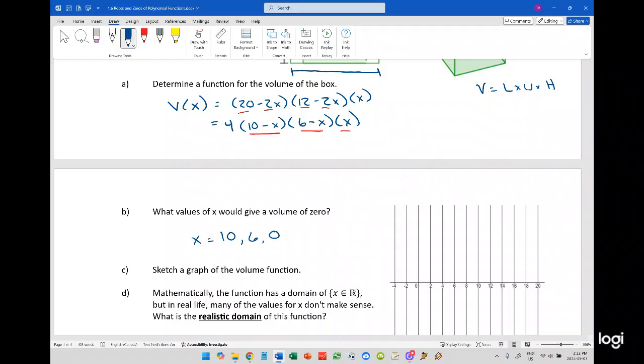All right, now we want to sketch a little bit of a graph of that. You'll notice I didn't even put a y scale on here because we haven't been really focusing on what the y values are. So we might as well just leave it off. We're looking for a general shape. And we know that there's an x-intercept at 0, 6, and 10. Now here's the other thing we know.